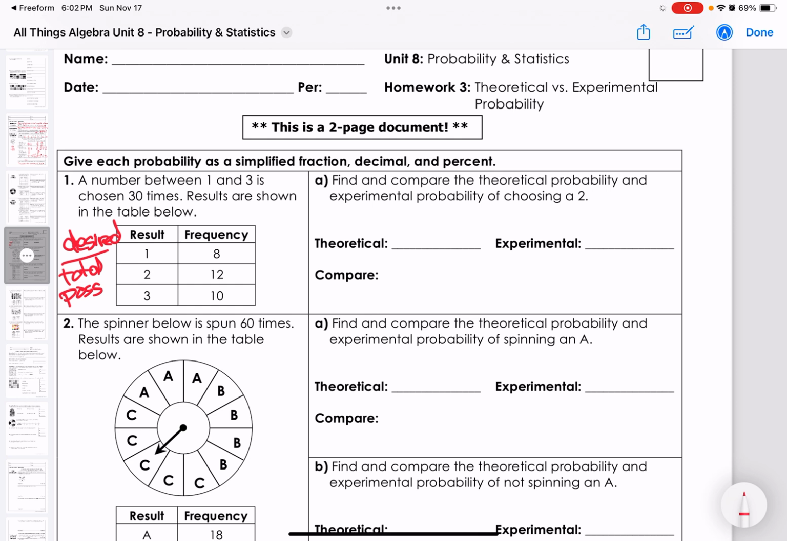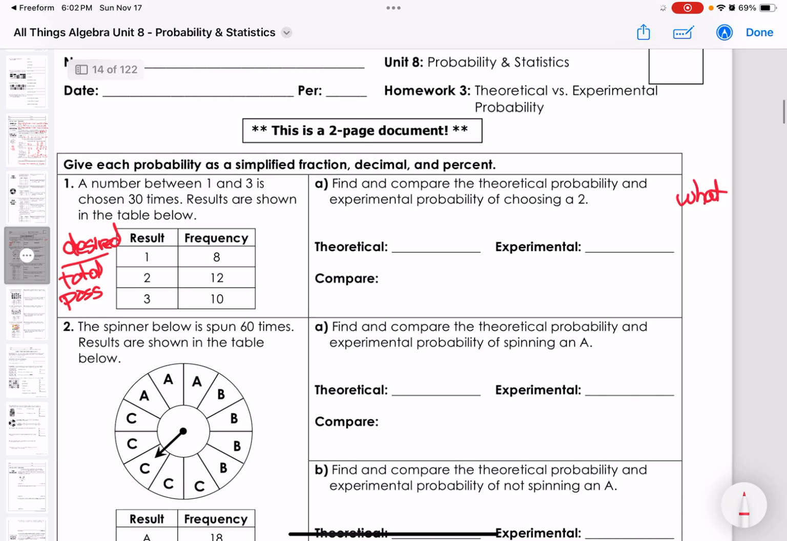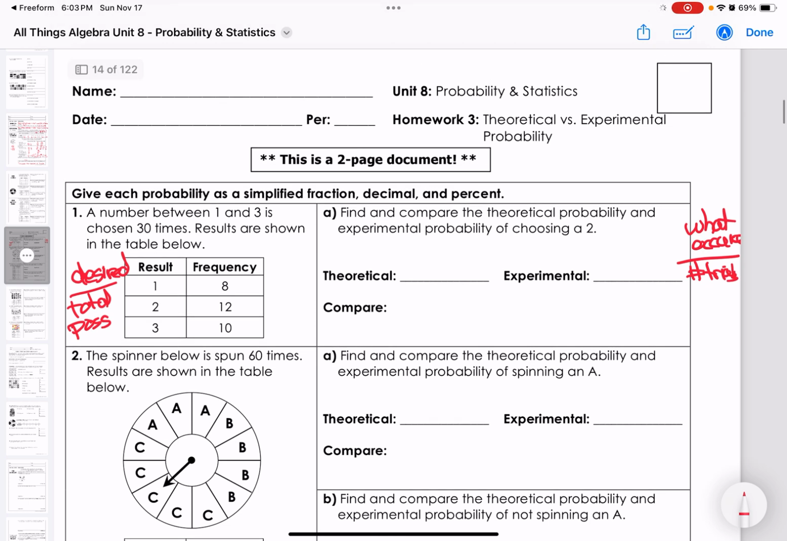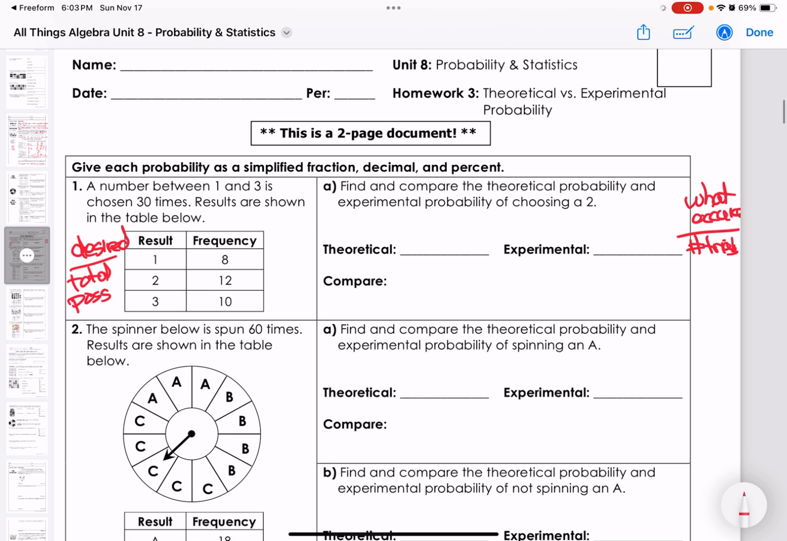And what is experimental? The experimental, it means I actually did it. So what happened? Experimental is what occurred, what actually occurred. And we're going to divide that by the total number of trials. I know. So don't complain because I have no place else to write it unless I could have written it up here, but I didn't.